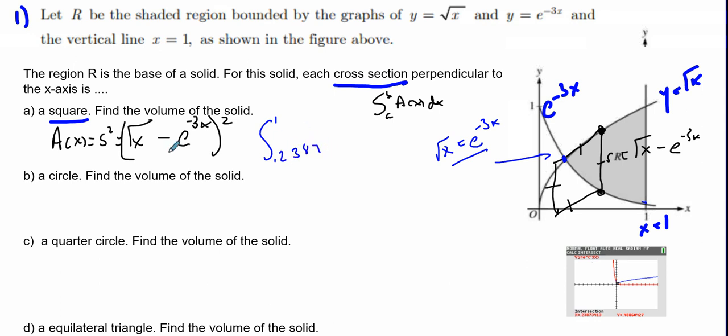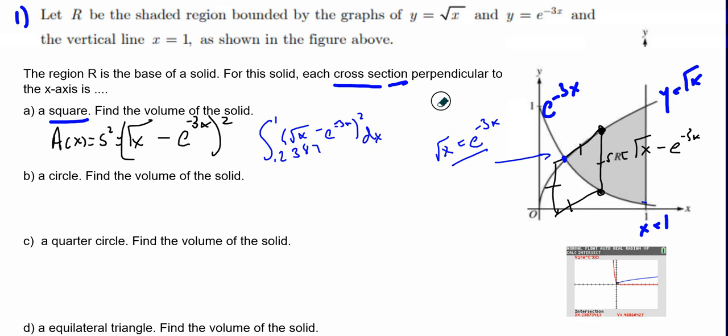Say 0.2387, and we're going to use our A of x. So A of x, our area, we found out to be the square root of x minus e to the negative 3x power, all squared, dx. And that is our equation to find the volume of a solid if our cross sections are squares. We can plug this into our calculator, and we can find out our answer.